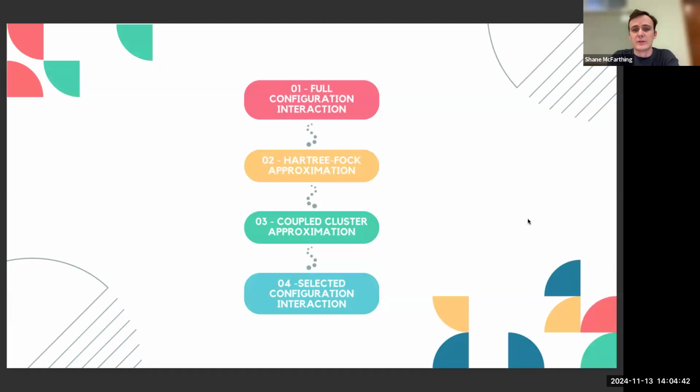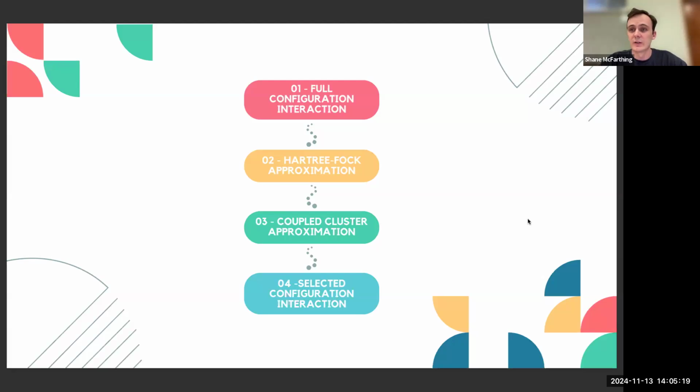The contents of the lecture is essentially going to cover 4 different methods for solving the electronic structure problem. The first one is going to be the full configuration interaction method, and this method forms the exact solution of the electronic structure problem. Then we move into the Hartree-Fock approximation. The reason we do this is that we need to try to reduce some of the computational overhead of using the full CI, for reasons that we'll get into as we start the lecture.